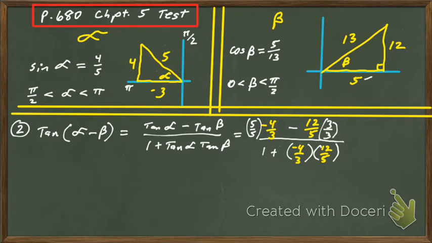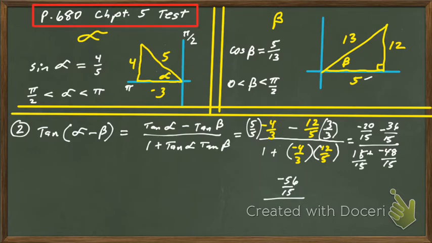So what would that give me on top then? Would that be a negative 20/15 minus, is that 36/15? Which would give me a negative 56/15 on the top, I believe. Now on the bottom you have 1 plus, I think that's negative 48/15. That 1 could be called 15/15. So what do you get on the bottom? It's a negative something over 15. Negative 33 over 15. 33? Yeah. Okay, what's a negative divided by a negative?